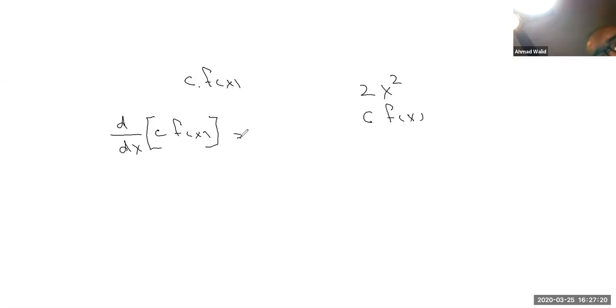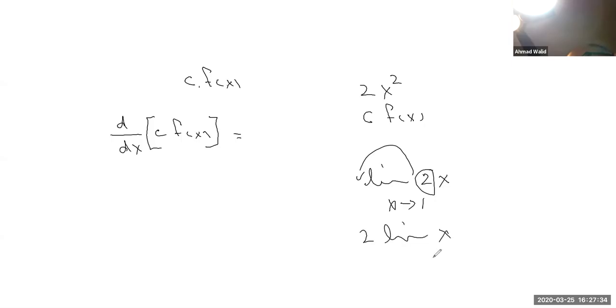it's like limits. Remember when we had the limit of 2x as x approaches, for example, 1, I told you you can bring this number to the front of the limit. You can write 2 times the limit of x as x approaches 1, right? It's the same thing with derivatives. If I have d over dx of c f of x, I can write it as c, then d dx of f of x.